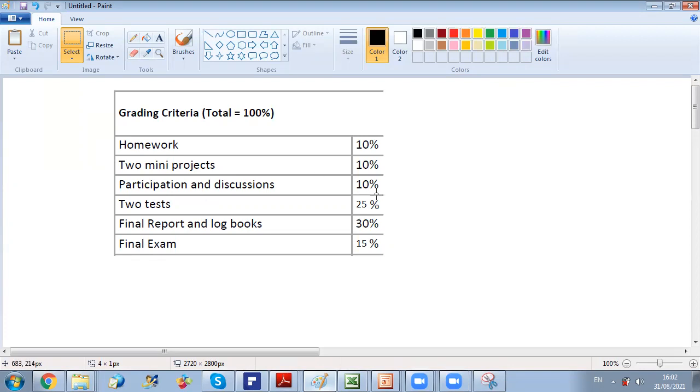You have 10% on it. We will conduct 2 tests at 25%, and the final report and presentation of your design project is 30%, and the final exam will be 15%. Okay, so this is in general the syllabus of the course. Any questions before we start the first chapter?